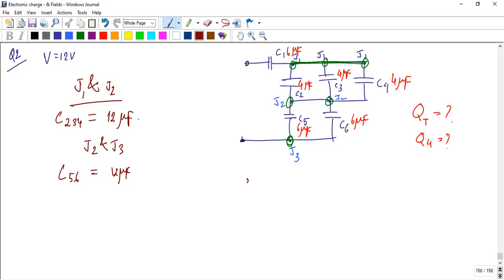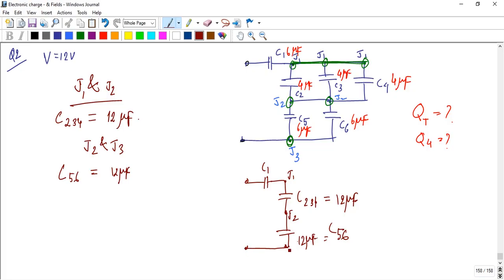Now modify the diagram: C1, and then from junction 1 to junction 2 another capacitor, C2, 3, 4, given as 12 microfarad, and from junction 2 to junction 3, that is C5, 6, 12 microfarad. And join these with a line.